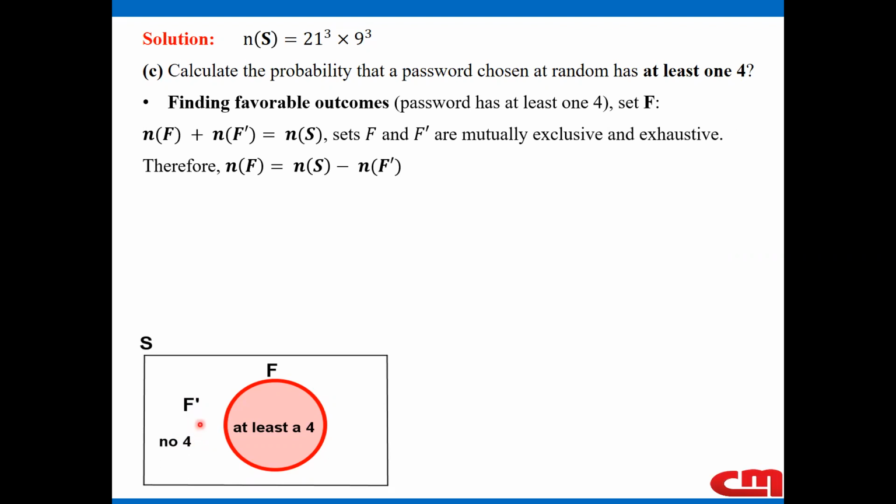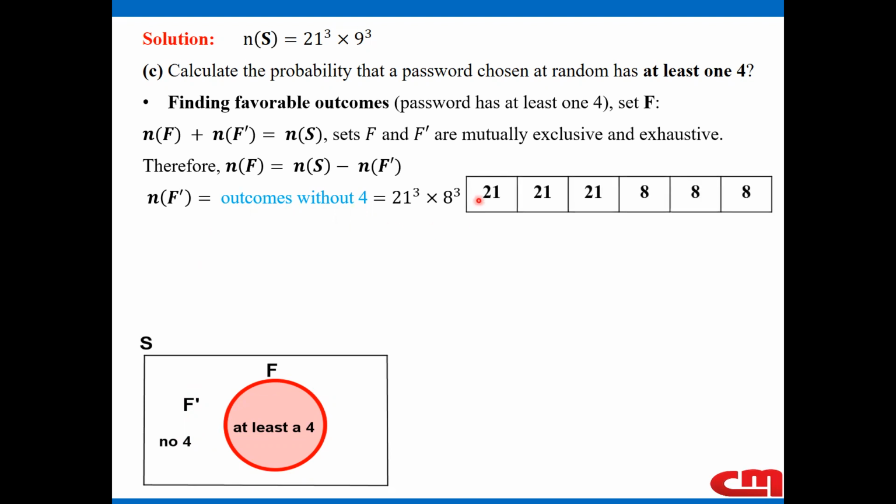Then if that is the case, it becomes simpler, in the sense that we are simply saying outcomes without 4. That means from the 9 digits, I'm going to remove the 4, and I'll remain with 8 digits. If I arrange them, the first 3 positions are for the letters, and since repetitions are allowed, I have 21, 21, 21. Now I'm using the 8 digits because the 4 is no longer there, so it will be 8, 8, 8. This is what I have here.